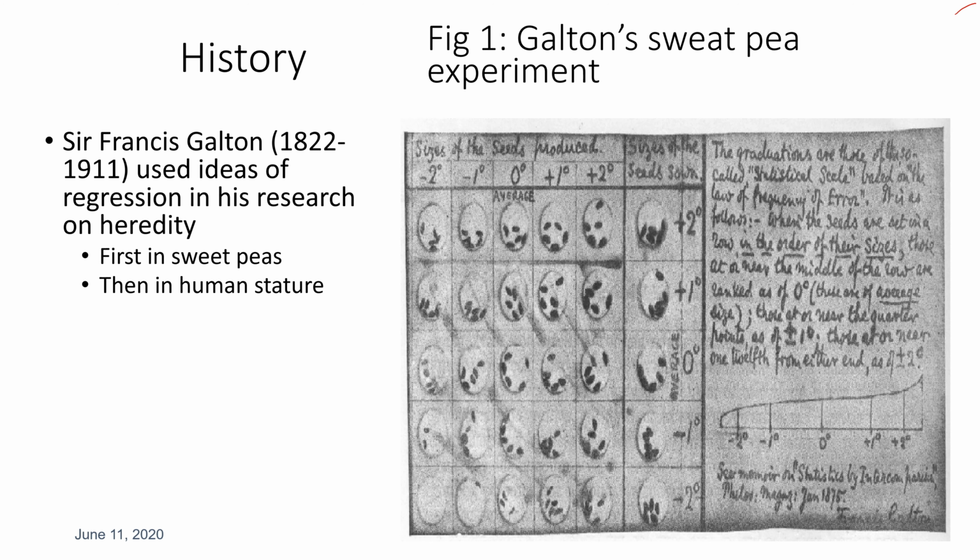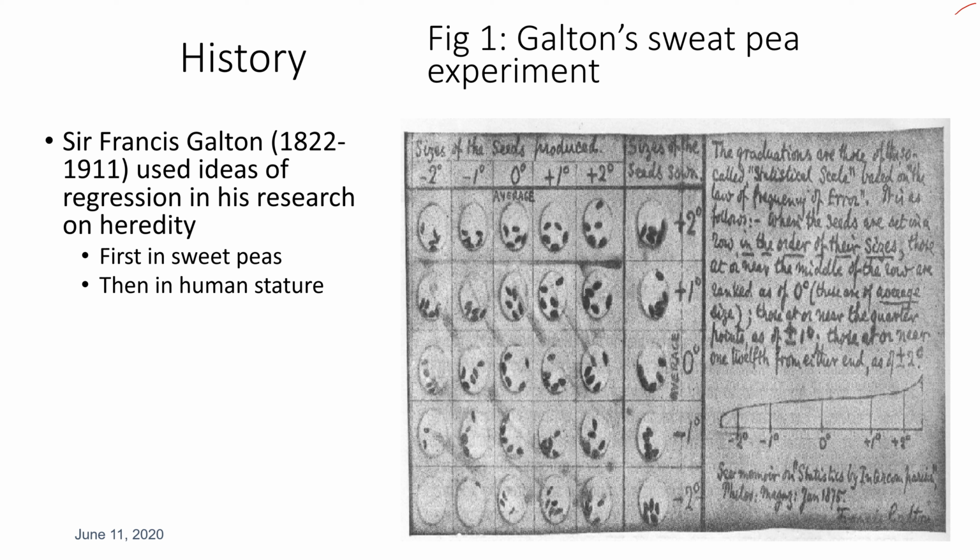Coming to the genesis of the concept of regression towards mean. Sir Francis Galton was the first to introduce this concept in his research on heredity. He carried out experiments on sweet peas and also studied human stature. Let us see his experiment on sweet peas.